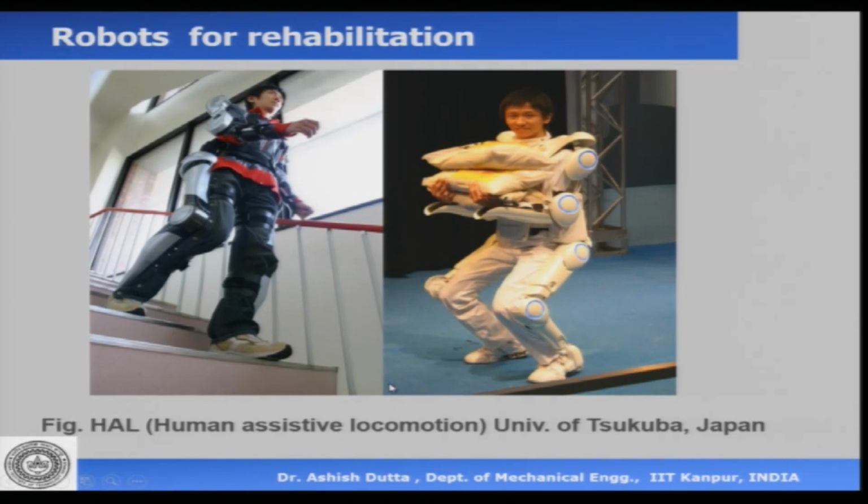Then we have examples of exoskeletons, where these are robots which can be worn, and they can be used for enhancing the physical ability of a person. For example, if a person finds it difficult to walk up or walk down stairs because of paralysis, or the person has any kind of muscular degenerative disease, then this device can help you to walk up and down stairs. This device can help you to carry enhanced load.